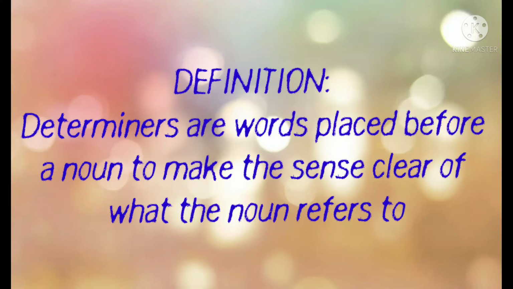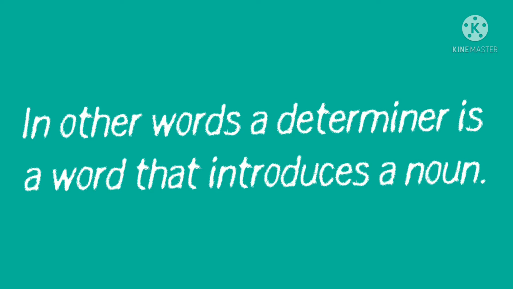So here we begin. Now what are determiners? You see, determiners are words placed before a noun to make the sense clear of what the noun refers to. That means these are placed before the noun to make the sense clear and to make us understand what the noun is referring to or what the noun is trying to show us. That is a determiner. If we try to redefine determiners, we can say it is a word that introduces a noun.